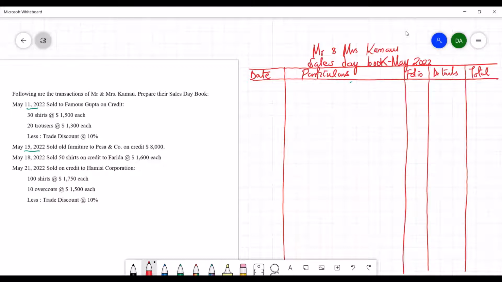Now let us start with the first transaction, which is on 11th May, the year 2022. Sold goes to Famous Gupta. So these are the transactions which were done to Famous Gupta. These transactions include 30 shirts at 15 shillings each.